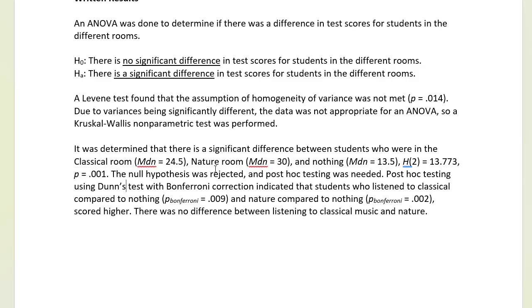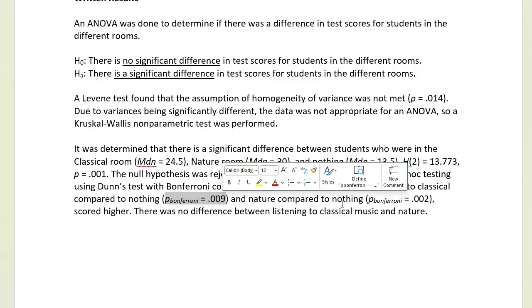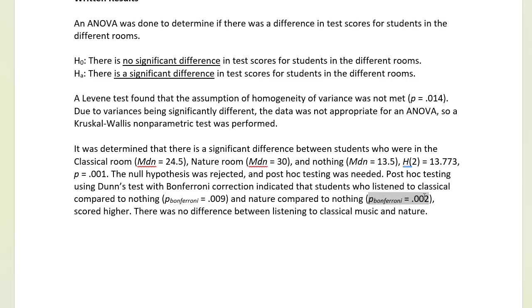The null hypothesis was rejected, and that's because these results were significant. So the null hypothesis was rejected, and post hoc testing was needed. Post hoc testing using Dunn's test with Bonferroni correction indicated that students who listened to classical compared to nothing, and that's that Bonferroni p-value right there, and nature compared to nothing, and then there's that Bonferroni p-value, scored higher. There was no difference between listening to classical music and nature.